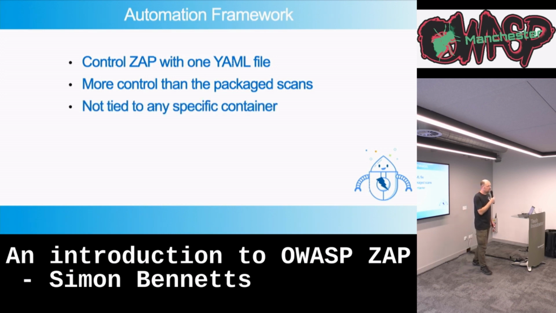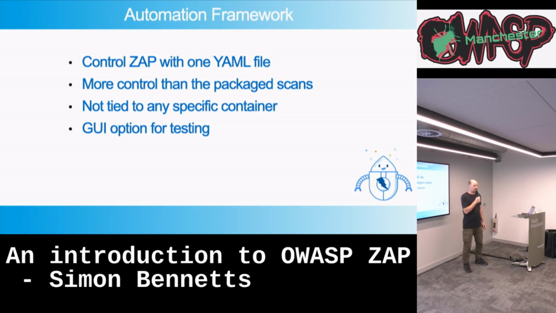And the other thing is the package scans are tied to Docker. This is not technical, it's just how we build them, it's kind of historical. And we've had requests for being able to use the package scans outside of Docker, and that's one of the reasons for the automation framework. So it is not tied to Docker, but you can use it in Docker or any other container you feel like. And it does actually have a GUI option as well for testing, and that actually makes it easier for me to demo. It's demo time.